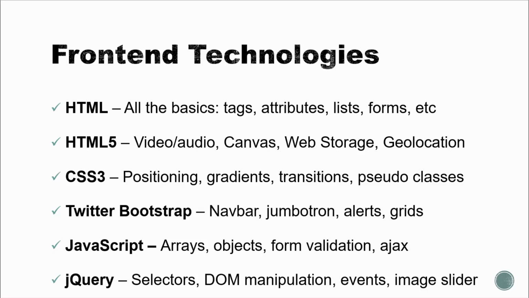Then we'll move to Twitter Bootstrap, which is a front-end HTML and CSS framework. We'll look at different components like the navbar, Jumbotron, alerts. We'll look at the grid system, and we'll build a custom Bootstrap theme. For JavaScript, we'll learn all the basics of JavaScript programming, variables, arrays, object-oriented programming, form validation, and we'll also build a GitHub profile extractor using JavaScript and Ajax. Okay, and we'll use the GitHub API. For jQuery, we'll talk about selectors, DOM manipulation, events, and we're going to build a jQuery image slideshow.